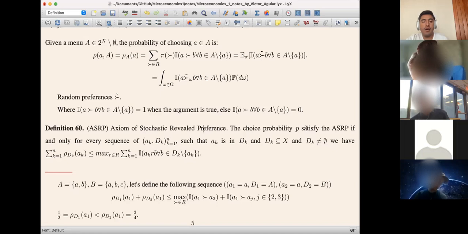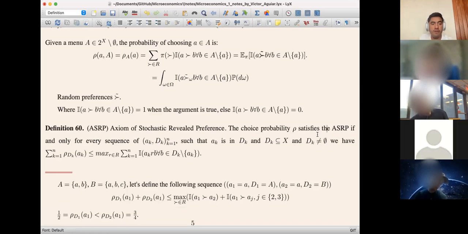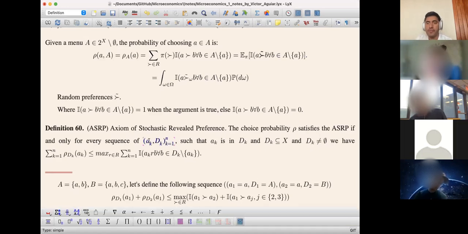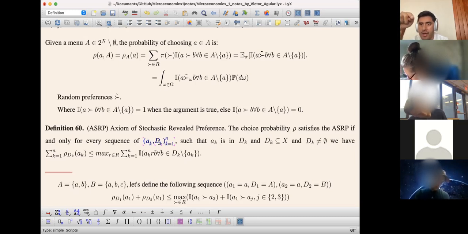So the choice probability rho, sorry, I have to change this, there's a typo, satisfies the ASRP if and only if, for every sequence of menus and alternatives, the small a_k is the alternative, and capital D_k is the menu, and they are indexed by k. So I just have to take a finite sequence of them, going from 1 to N, which is the length of the sequence. Remember we're studying GARP and we have a chain of cycles of size N, right? This is essentially the same, right?